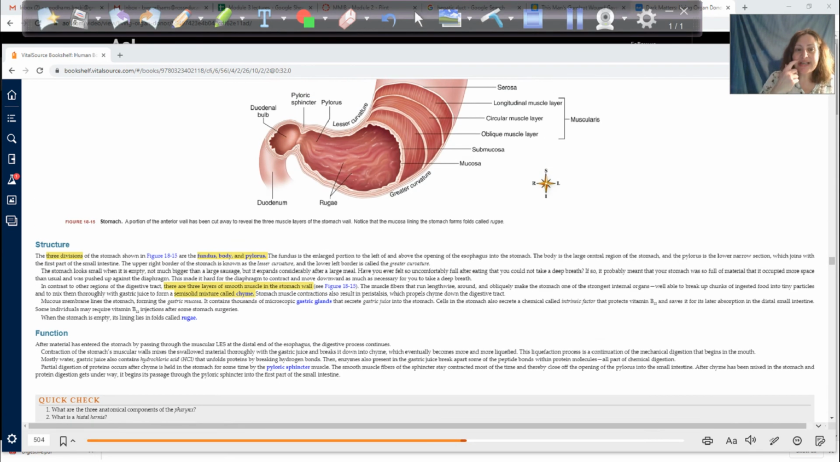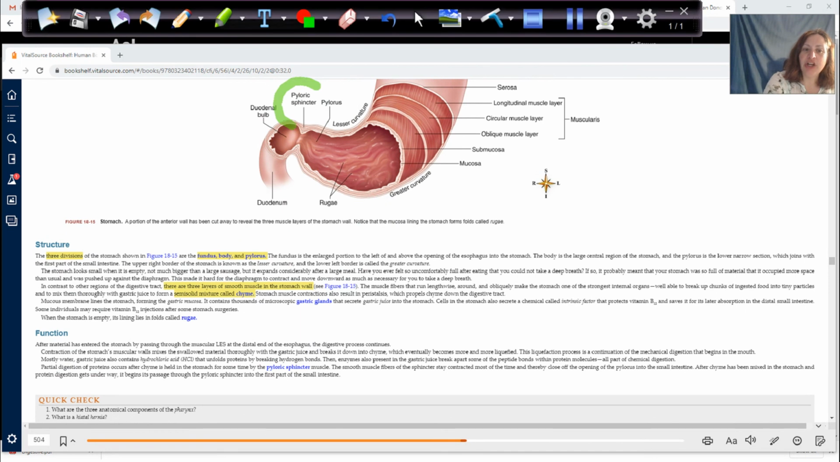The pylorus there has a sphincter, remember, is a muscle that's shaped like a donut and can squeeze off. So as we're digesting, that sphincter is closed. We are not letting food into the intestines until it is turned into that chyme mixture. Okay, so the sphincter is closed up until it's ready to open.